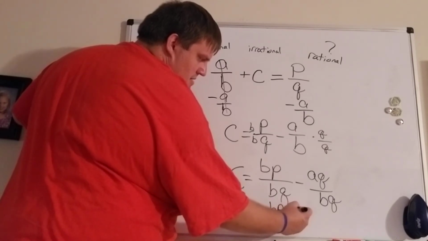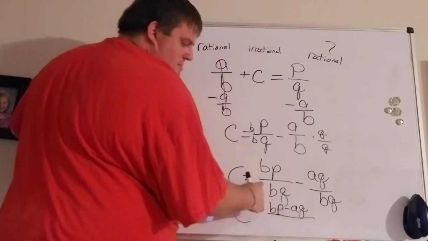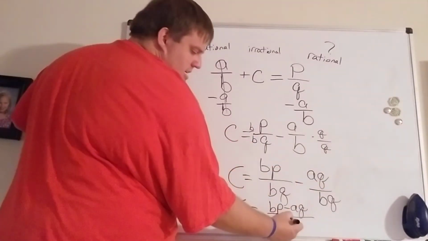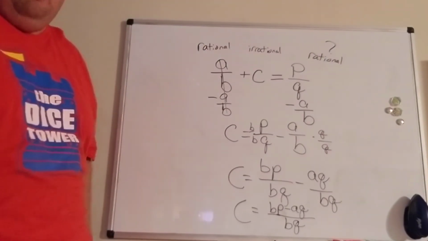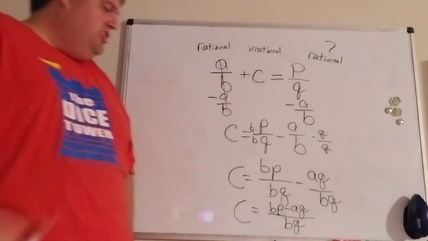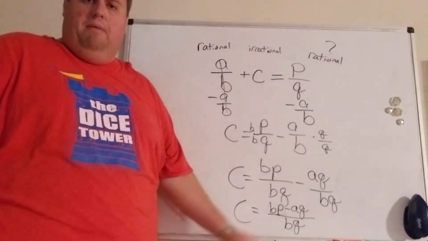BP minus AQ. We don't have to know what that number is, but what we do know is that when we subtract it, on the bottom is just going to be BQ. And I don't know about you, but that sure looks like a fraction to me. We have some number over some other number.